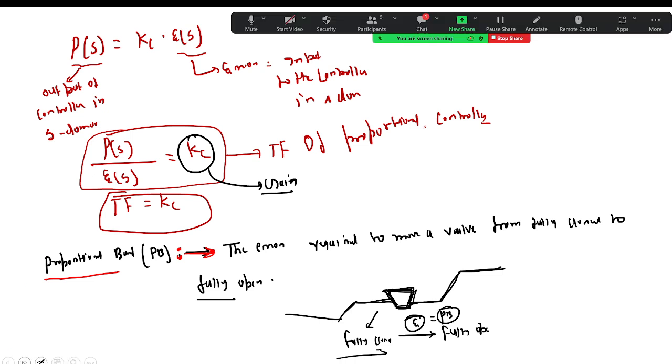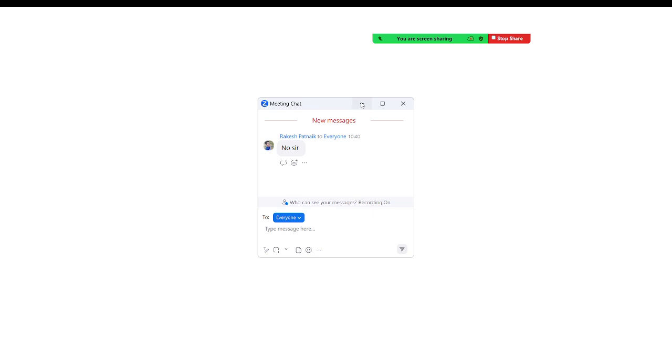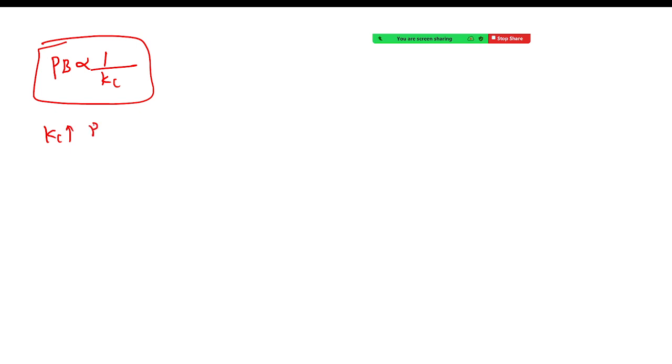And it has been defined that proportional band is inversely proportional to gain Kc. So if Kc increases, proportional band will decrease. Means the range of error will decrease, right? The range of error will decrease in the process industry. Fine.